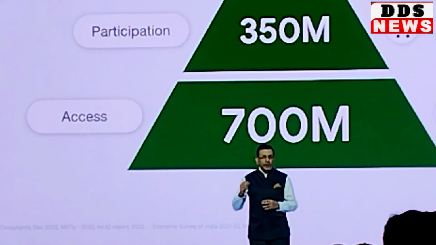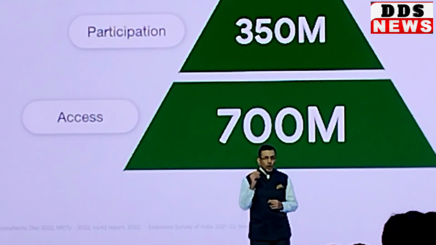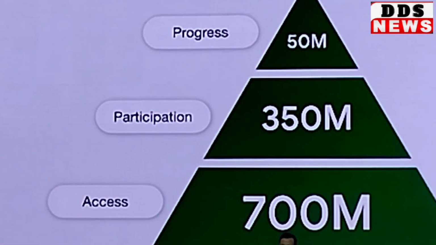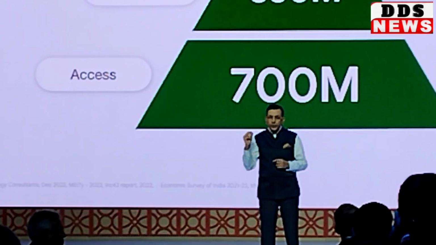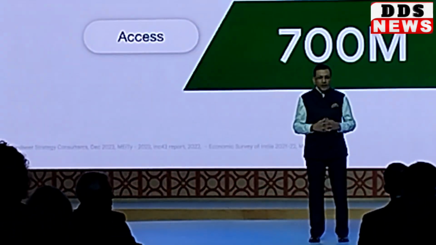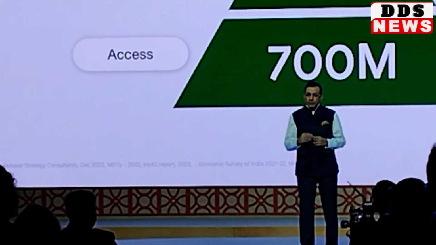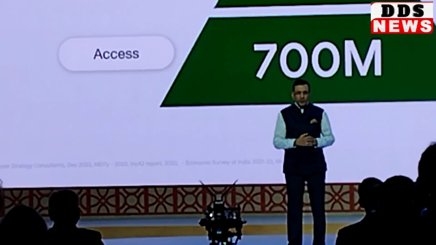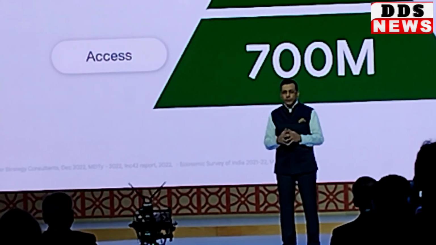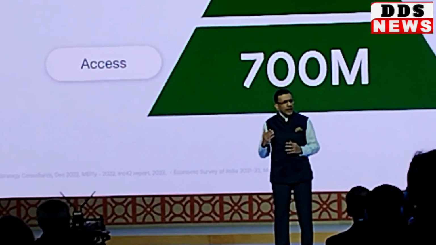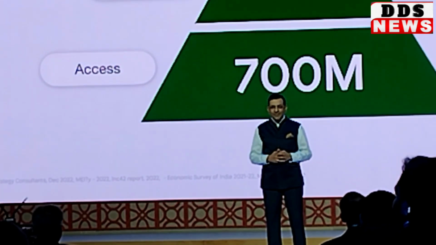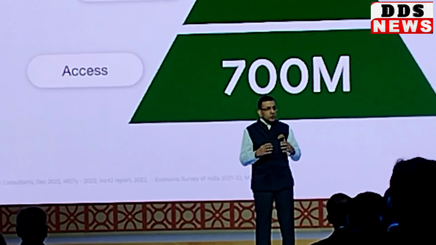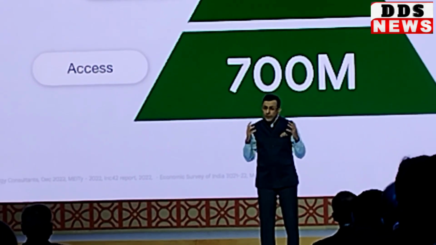However, as you can see, there is a consistent drop-off as we move from internet access to subsequent levels of deepening internet use. This drop-off at each step represents a huge missed opportunity, not just for people, but also for our economy as a whole. But why does this happen? Why is it that every new internet user does not get to move up the value chain seamlessly?